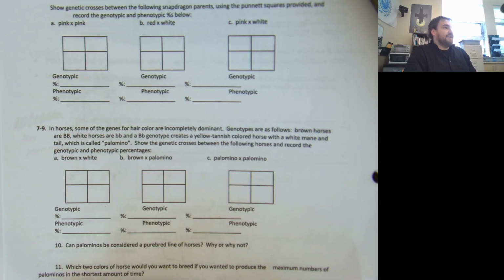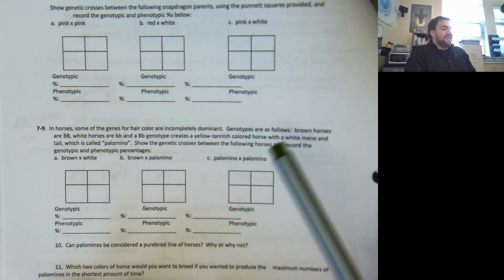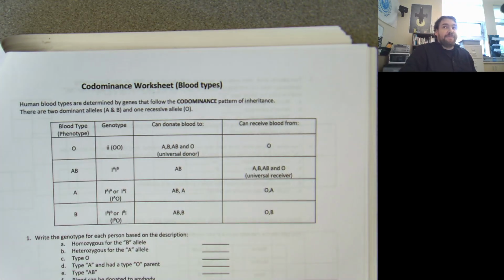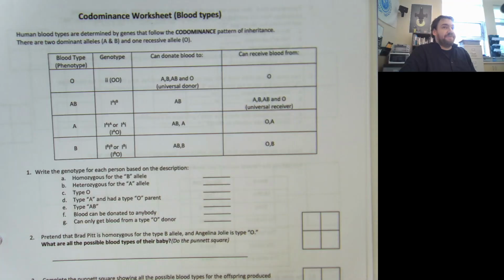Okay, guys, pay attention here, real quick. I want you to see what I'm assigning for homework. A snapdragon's a flower. Then I want you to flip the page, and you guys are going to look at blood types.